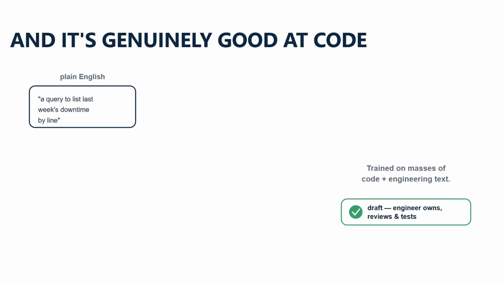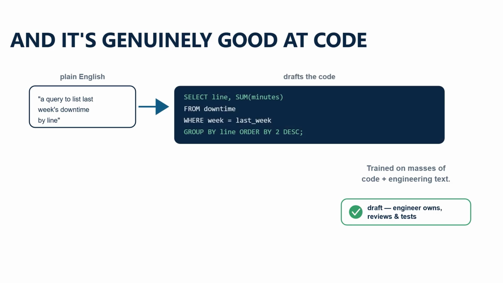And here is the one that matters most in an engineering shop. It is genuinely good at code, not by magic. Remember, it predicts from what it was trained on, and these models were trained on an enormous amount of source code and technical writing. Code is just another language to it, so for your engineers, it is a real helper.